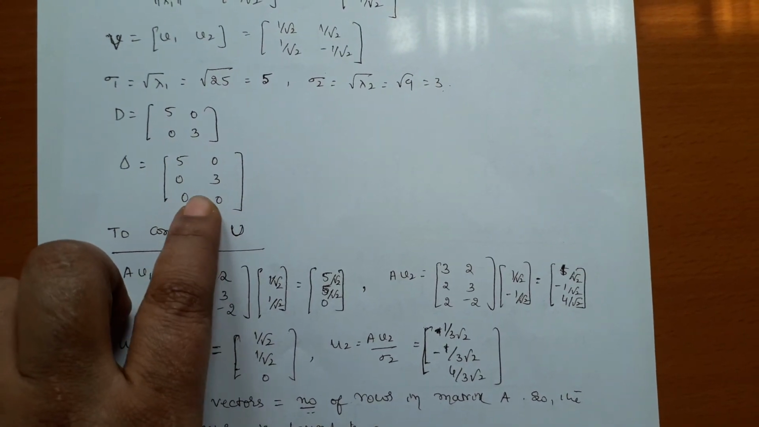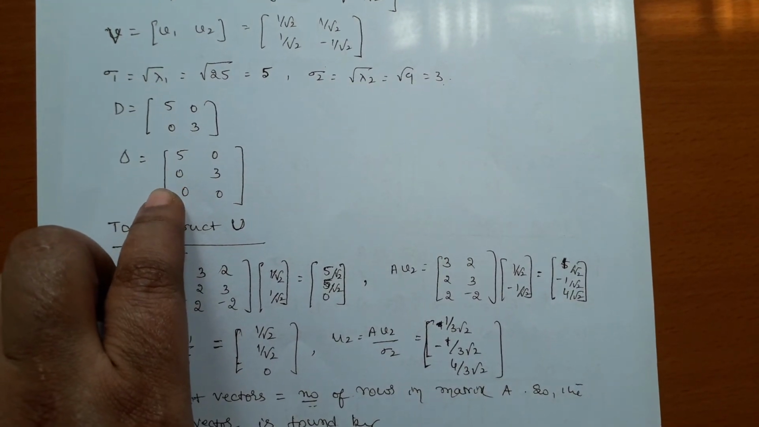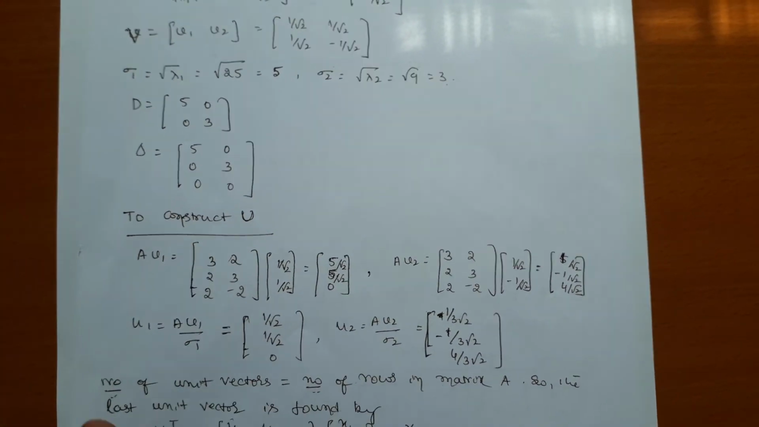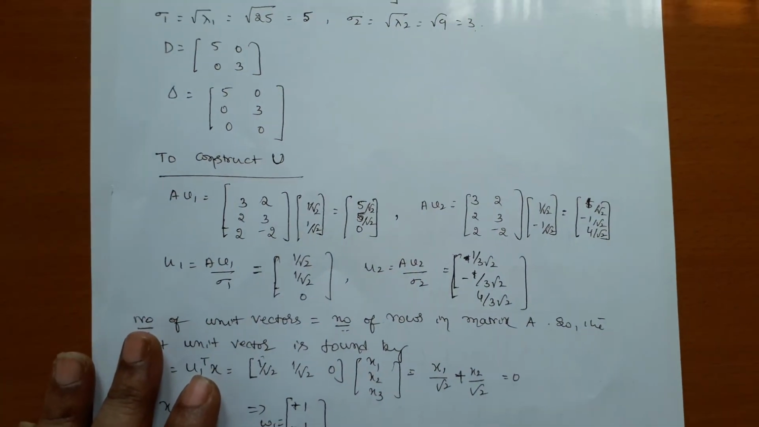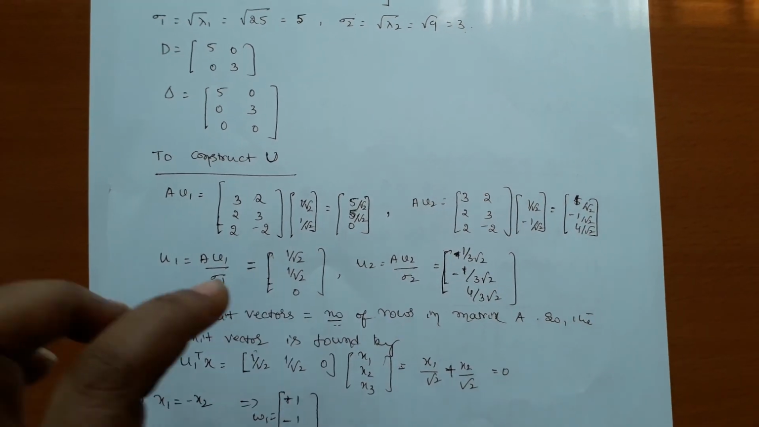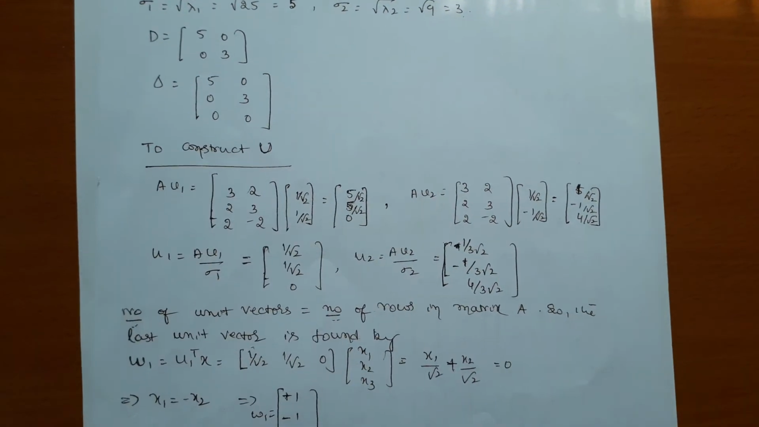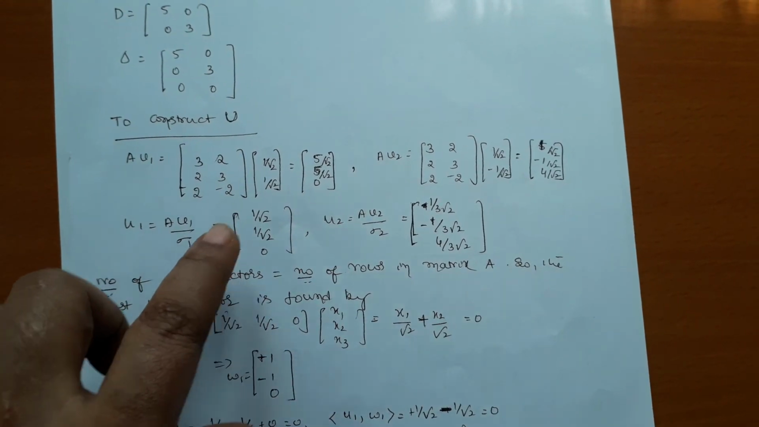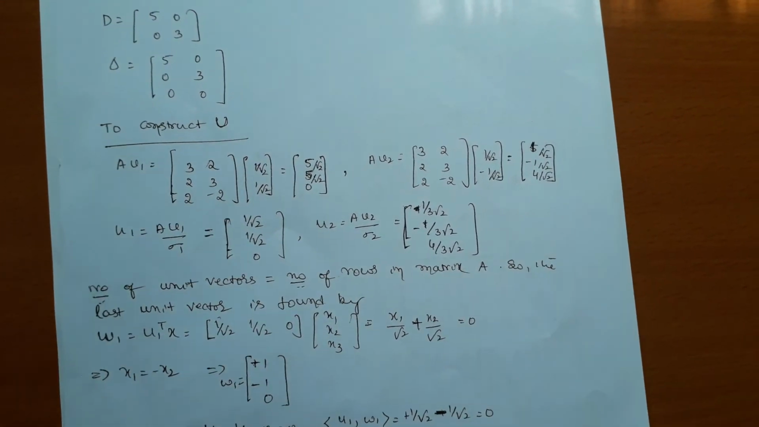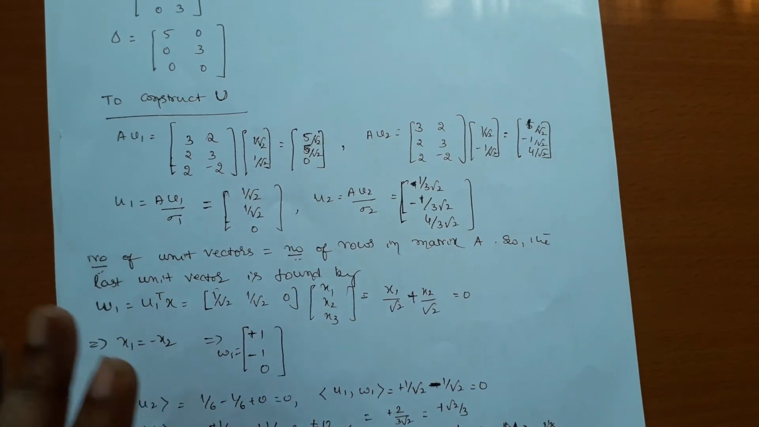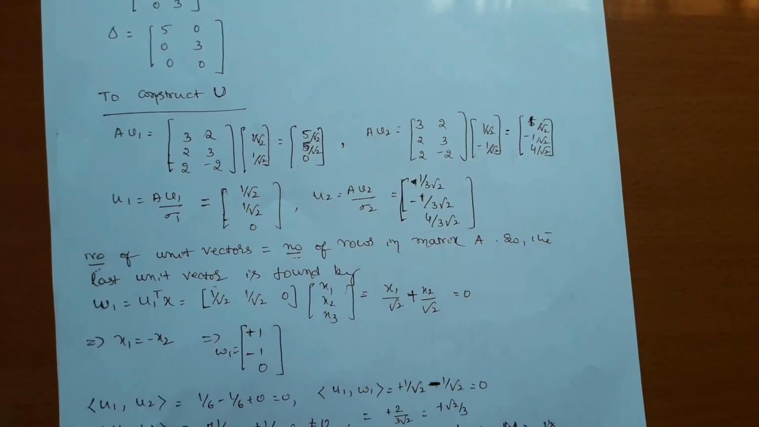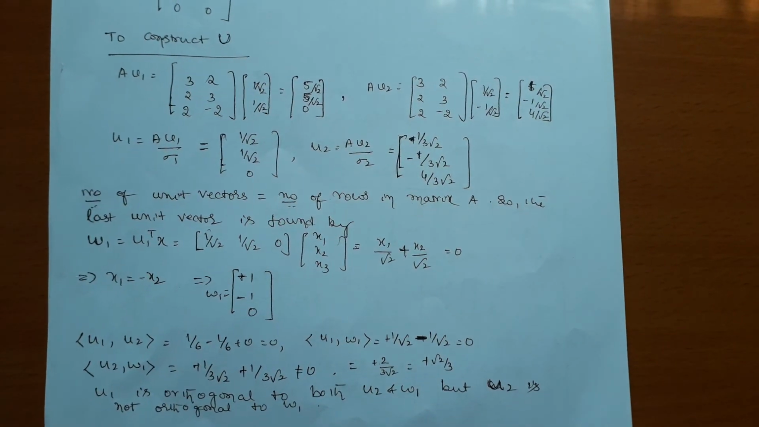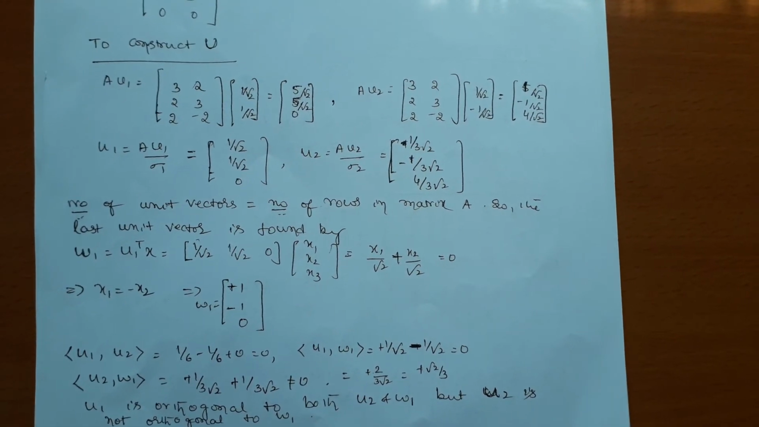But one row is missing, because there are 3 rows here, so I have to add a row of 0. Next you find AV1 and AV2. Once you find AV1 and AV2, you find U1 and U2, because sigma 1 is not equal to 0 and sigma 2 is not equal to 0. You get U1 and U2, but there are 3 rows and I want to find U3. Therefore, use U1 transpose of x equal to 0.